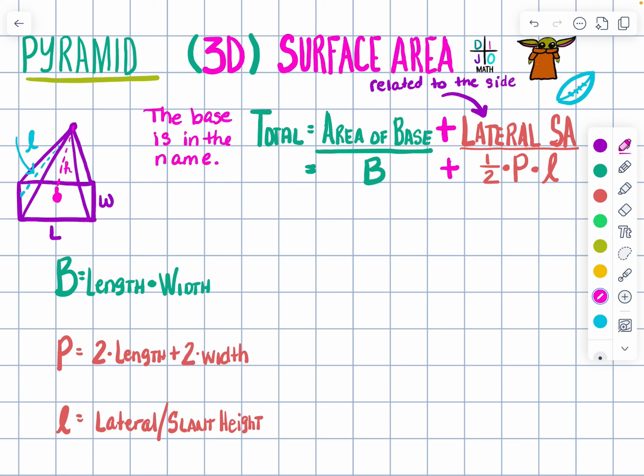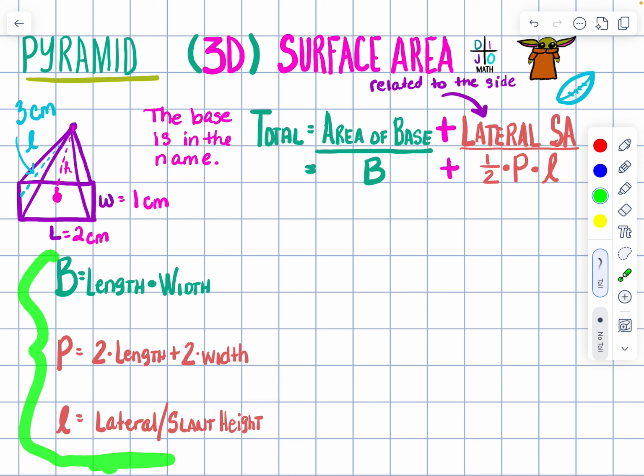Okay, so let's go ahead and put some numbers in and solve a problem here. So I'm going to do, L is going to be equal to, let's say, 2 centimeters, and width is going to be 1 centimeter. And then our height is our slant height. I'm going to do that in blue. Our slant height is going to be, let's say, 3 centimeters. Okay, so let's solve each of these pieces, and this may be something that you want to do as well. Go ahead and solve these things first and then plug it into the equation.